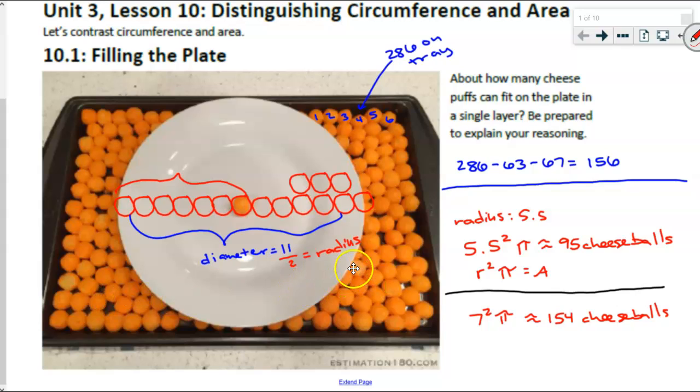We can be precise with that radius, maybe squishing them together. You saw how those were kind of squished on that plate as much as possible. And we get a little bit more precise estimate of 154 cheese balls when we squish them together for a radius of 7 cheese balls. 5.5 cheese balls was a little bit too small, but 7 cheese ball radius was perfect.